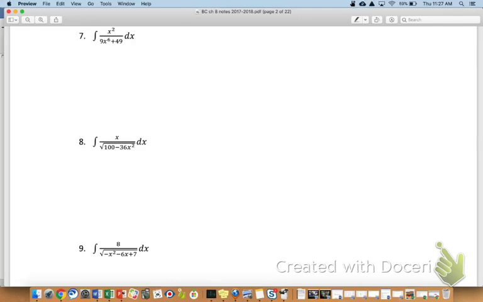Some juicy, complete the squares. Oh boy, this is gonna be fun. Tell you what, dude, that's some nice complete squares.